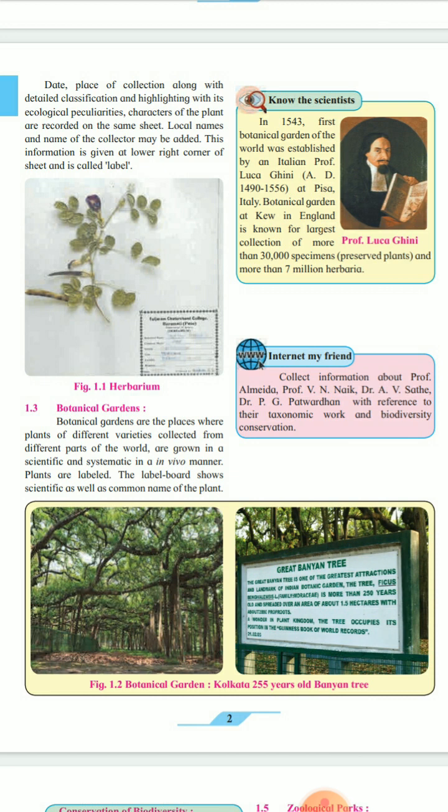Okay, so Luca Ghini made an important contribution. So now, my dear friends, you can collect information about Professor Almeida, Professor V. N. Naik, Dr. A. V. Sathe, Dr. P. G. Patwardhan with references to the taxonomic work and biodiversity conservation. So, in the next lecture, we are going to learn about the conservation of biodiversity.